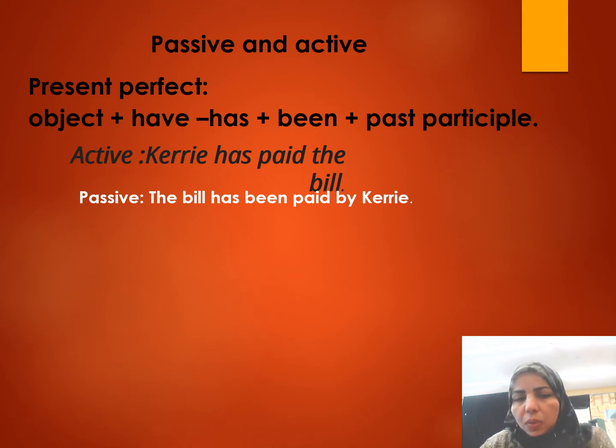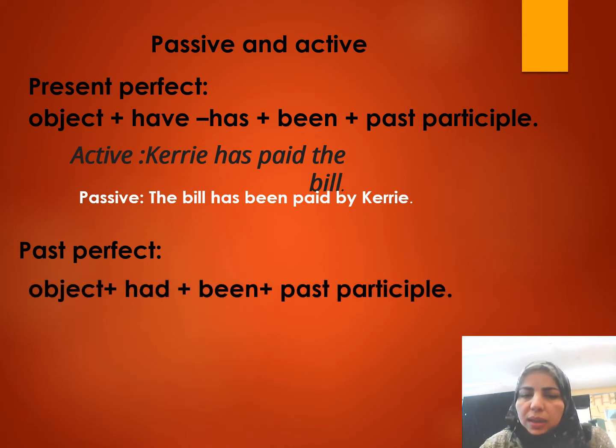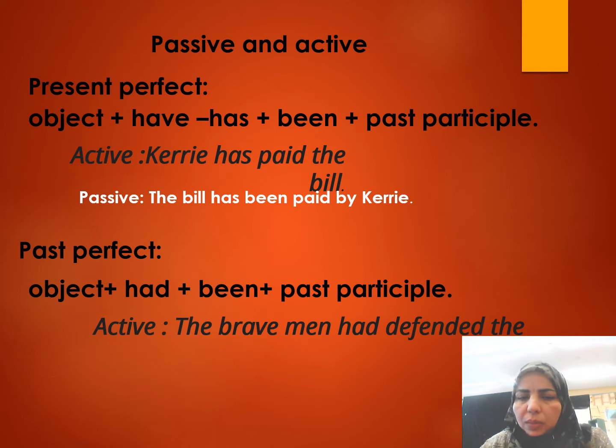Okay, now what about the past perfect? The past perfect rule is object plus had plus been plus the past participle. For example, here we have an active example. The brave men had defended the city. Here the brave men is the subject, had defended is the verb, and the city is the object.